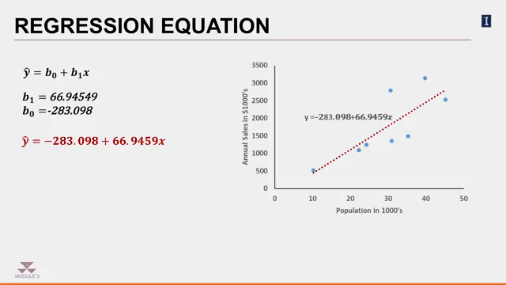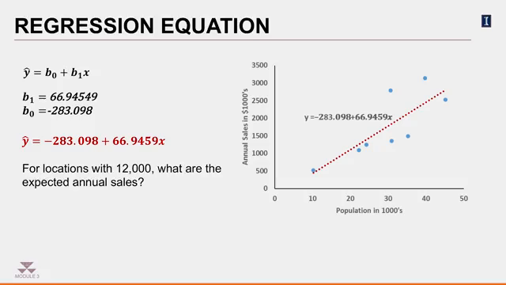And the slope of the line is 66.9459. So again, this means when you increase x by 1, and here 1 will represent thousands since the numbers were scaled, the annual sale will increase by about 67, which is really $67,000. Now, for a location with 12,000 people nearby, what is the estimated average annual sales? We will put 12 in X. Again, numbers were scaled by thousands, and the answer will be $520,247.